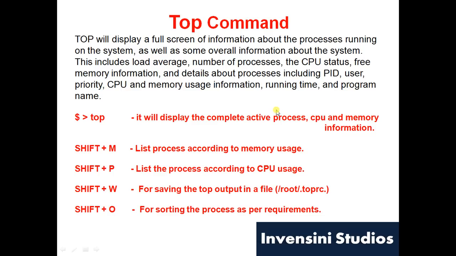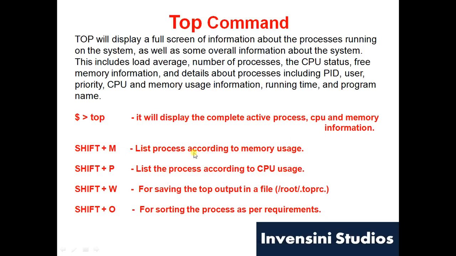So what is top? Top is a utility provided by Linux, which gives you a complete analysis of all the running processes on the system, all the currently active processes to be precise. It also tells you about system performance like CPU and memory utilization, and a lot of other stuff. Top displays the active processes, CPU, memory, and a lot of other information.